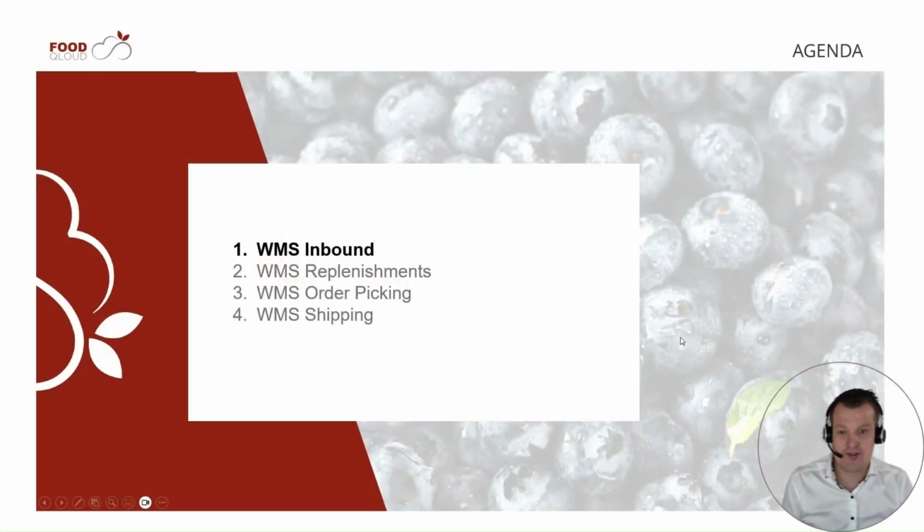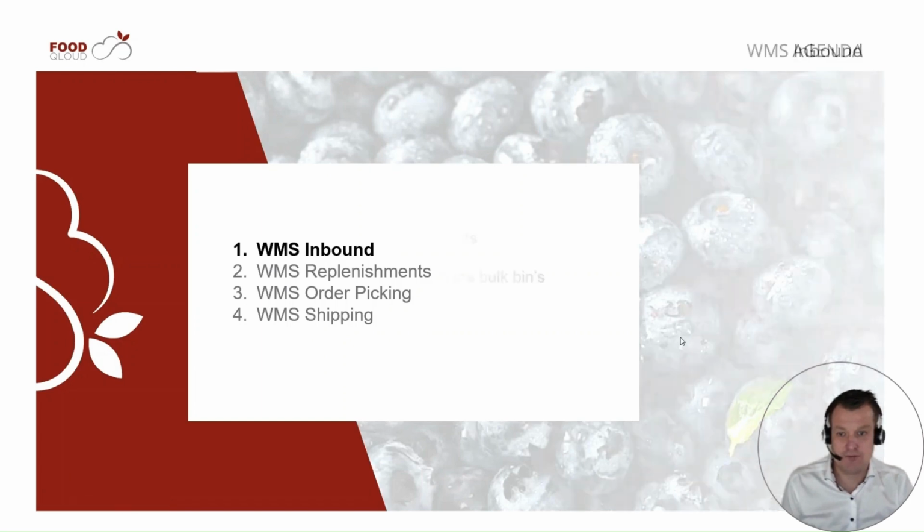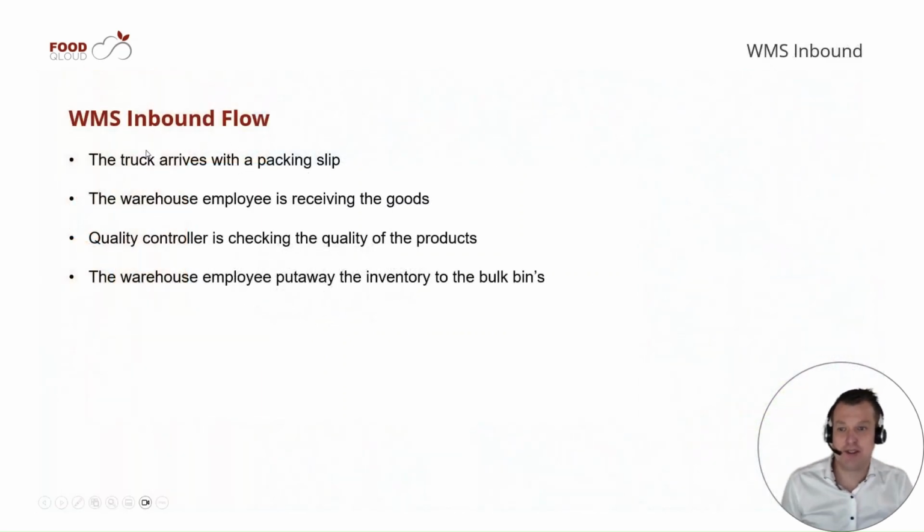First topic of today is WMS inbound. The WMS inbound flow goes like this: a truck arrives with a packing slip. On the packing slip, we have the purchase order number. The warehouse employee is receiving the goods via the scanner. A quality controller is checking the quality of the product with the tablet. And the warehouse employee is putting away the inventory to the storage bin.